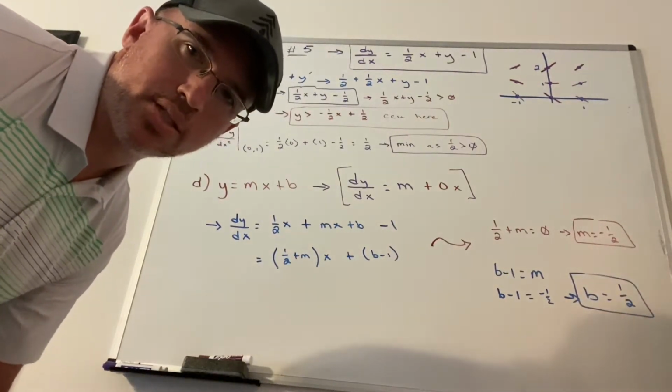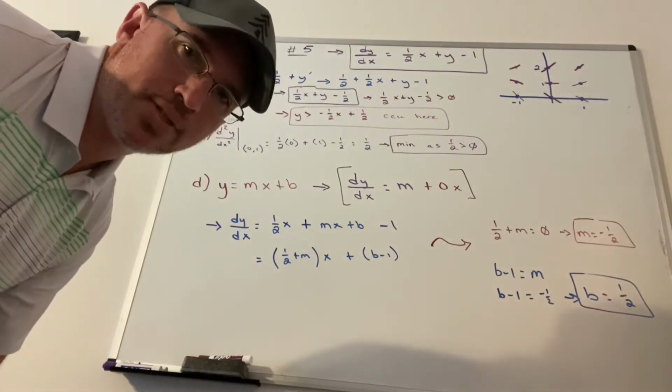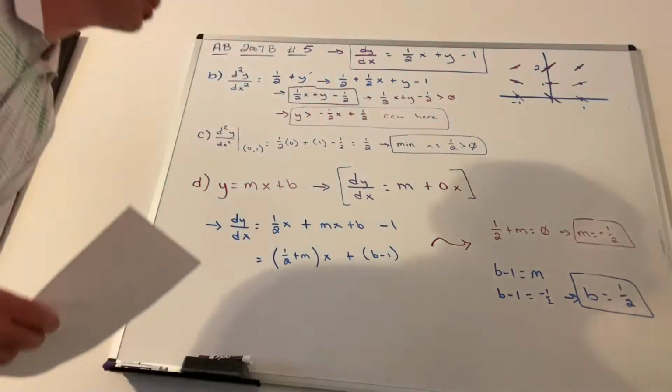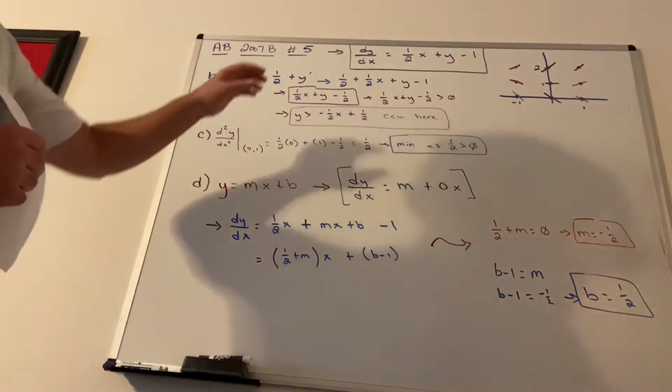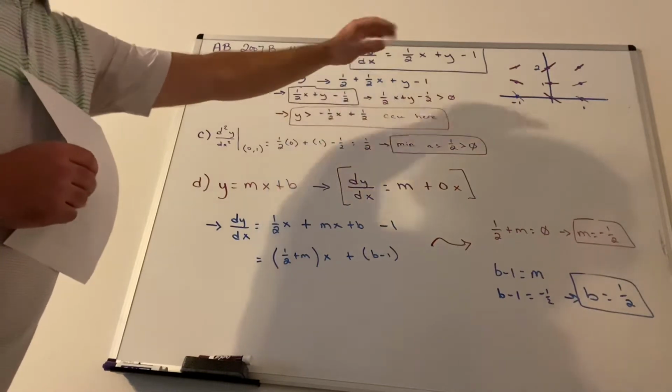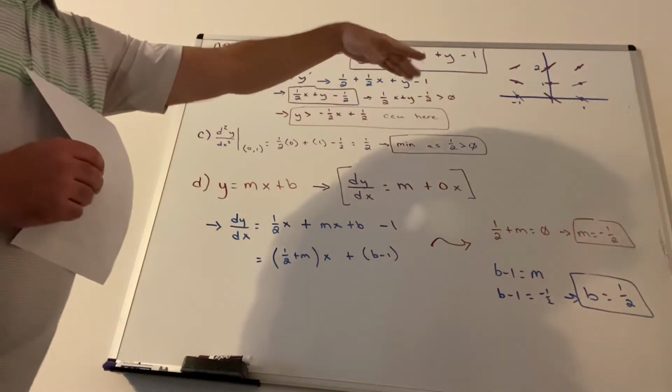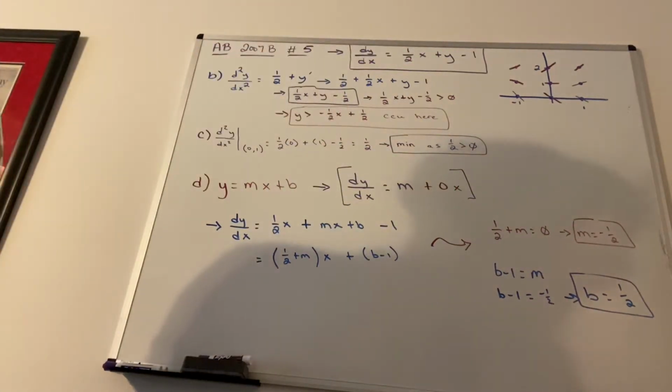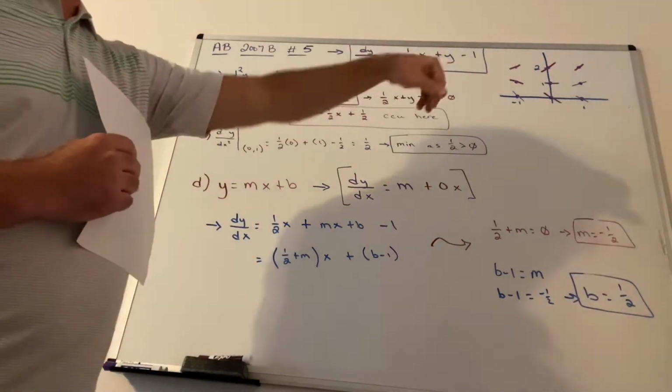This is 2007 Form B number 5. This is the slope field question on this test. You're given a derivative, and you're given part of a coordinate plane with dots on it, and asked to draw your slopes in there. I trust you can do that by now, so there it is.